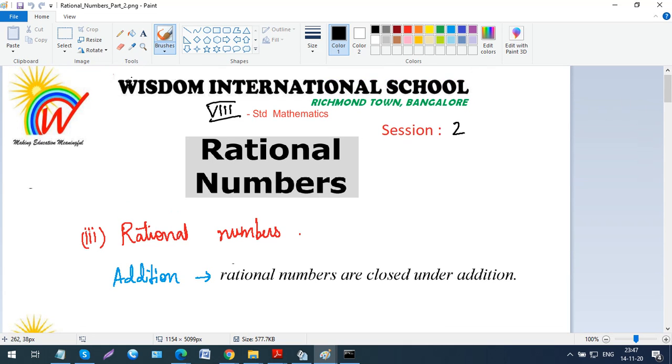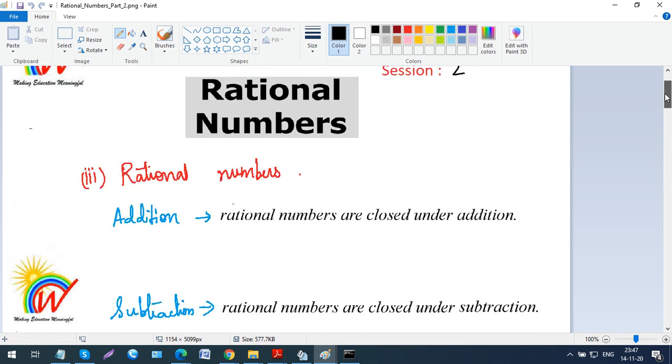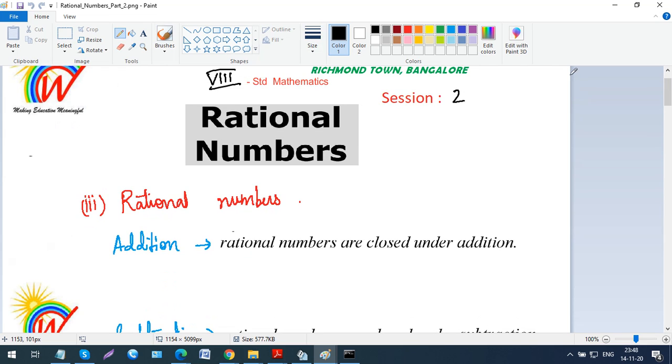So children will continue with the properties of rational numbers. We had already learnt the closure property in case of integers and whole numbers. Now we'll look at the rational numbers. Let's take any two numbers. I'll take 2 by 5 and let's take 4 by 5.